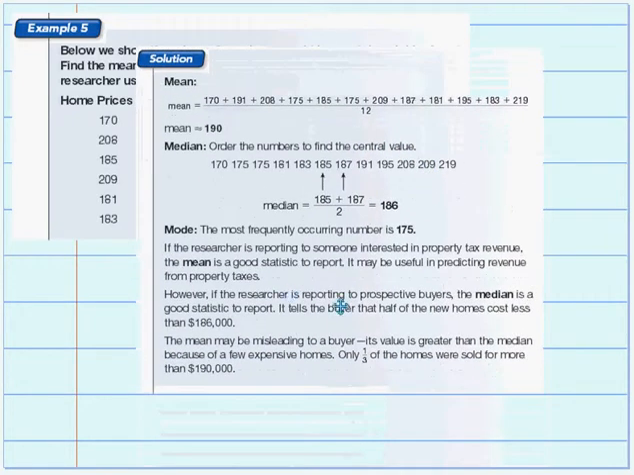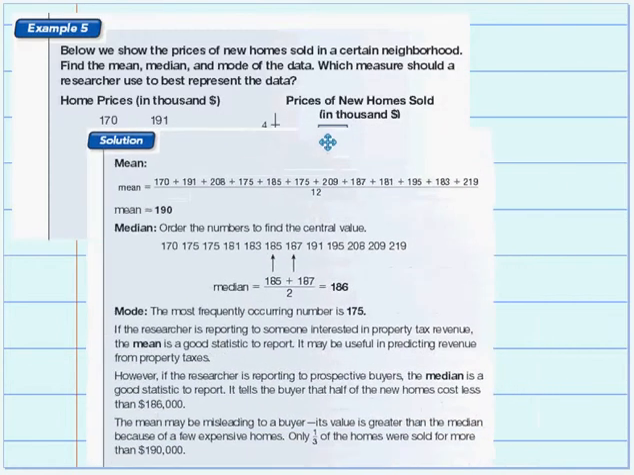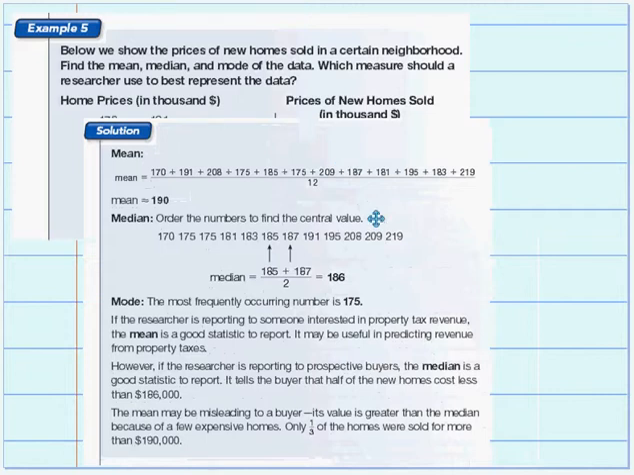But if you're talking about prospective buyers, so those are people looking to buy a house, the median is a good statistic to report. It tells the buyer that half of the new homes cost less than $186,000. So that's a little different than if you just look at this and say, oh, that's about half and that's about half. 186,000 gives people a nice point in the middle, and it's not that much different than 190,000, but it is different.